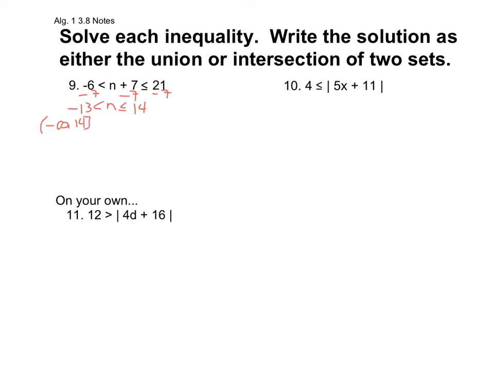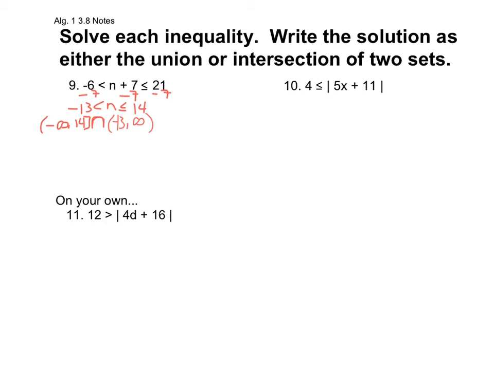Alright, and which means that I've got the symbol and in between there, which is kind of synonymous with intersection. Both of these things need to occur. And then I've also got -13 to infinity. Okay? So that word and kind of tells us that we've got an intersection going on in between there.